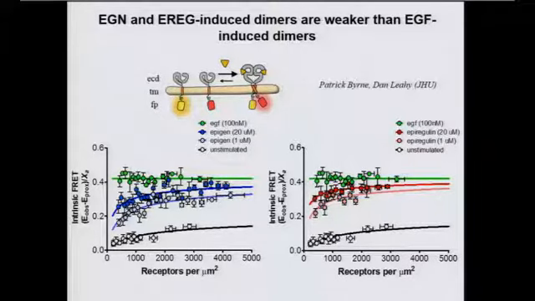It dimerizes very strongly. If we do this with epiregulin, you can see when we start to get down to lower densities of receptors, i.e. lower concentrations of receptors, you see less FRET, less dimer. These dimers are indeed weaker, and the same is true for epigen.